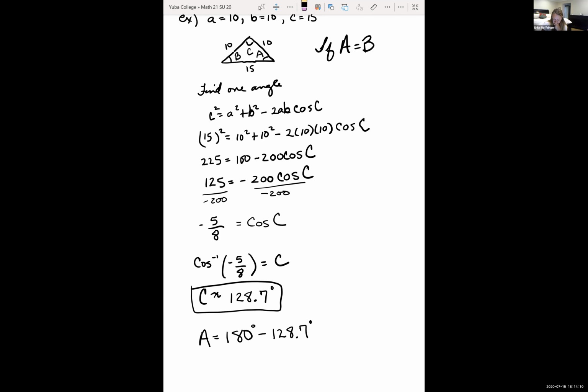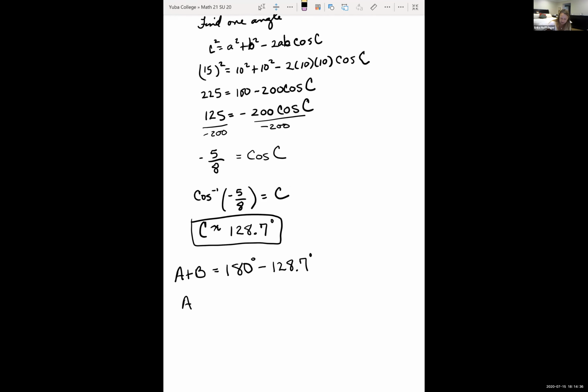Let's see. Can we do that? Or no, here we know. This is what we know. If I sum those two angles together, A plus B has to be the sum of the measure left. So A plus B would have to equal 180 minus 128.6. 180 minus this answer gives me approximately 51.3.